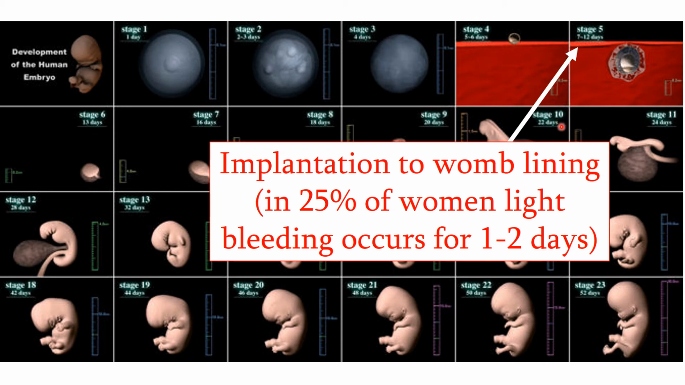As we go on a bit further here, this is implantation. The fertilized egg has moved down from the fallopian tube and is implanting into the lining of the womb, and this is a bit by the by, but in 25% of women they get a bit of bleeding as this occurs, and that can be the first indication of pregnancy because it's not at the normal time of menstrual blood.